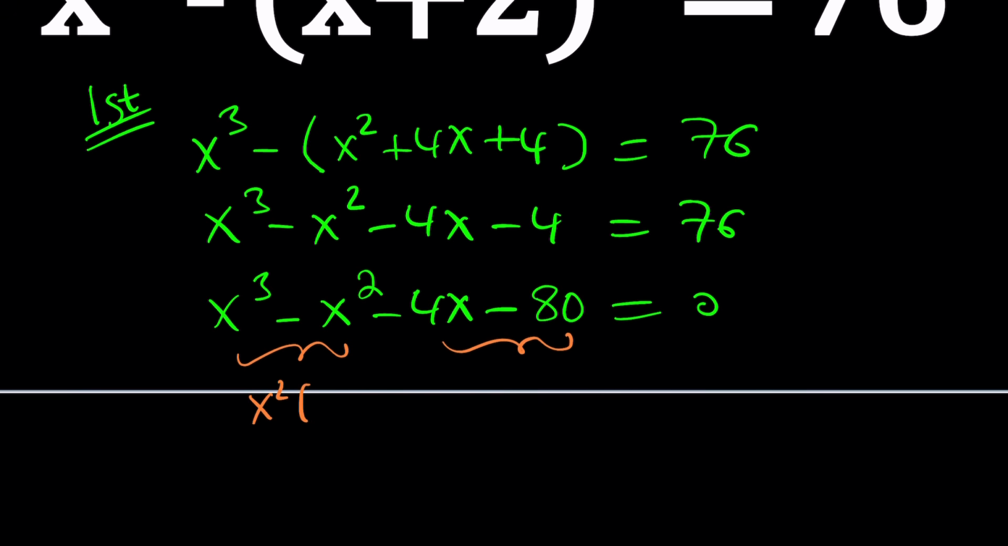This one will give me x² times (x − 1), and this one is going to give me −4 times (x + 20), but unfortunately, these two have nothing in common. So factoring by grouping does not work. Even if you try to do it differently, it's still not going to work, and worst of all, this is going to give you a sum of two squares. So, what are we going to do?